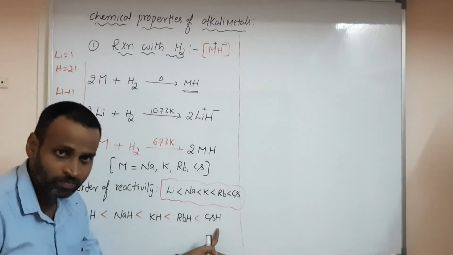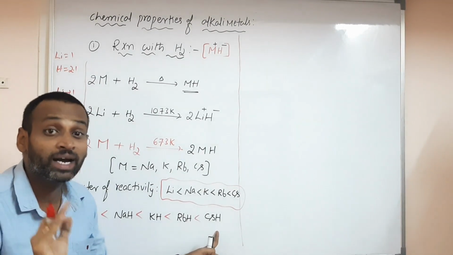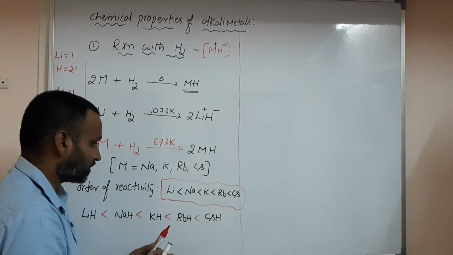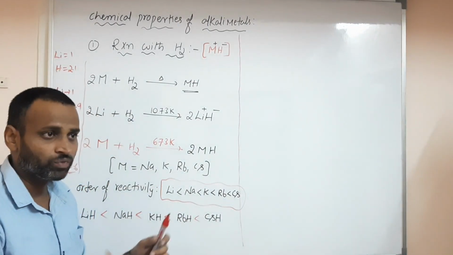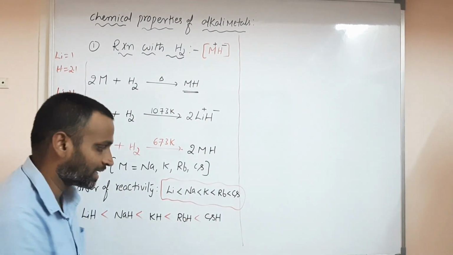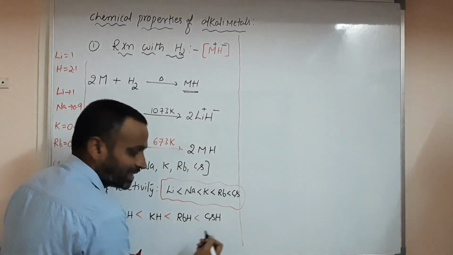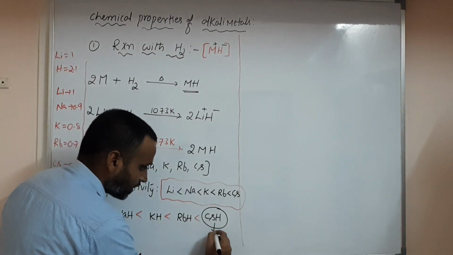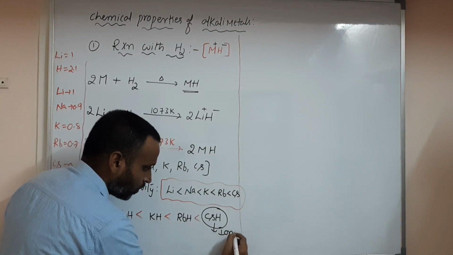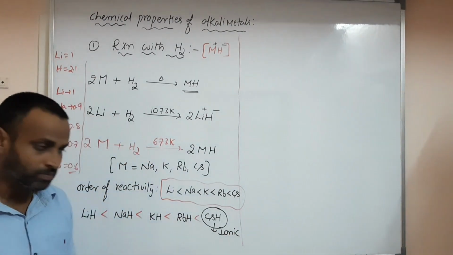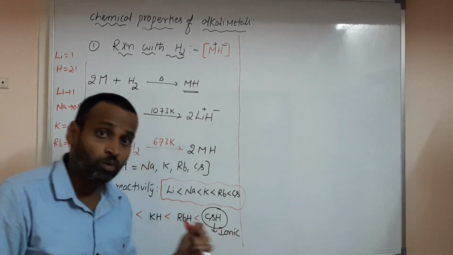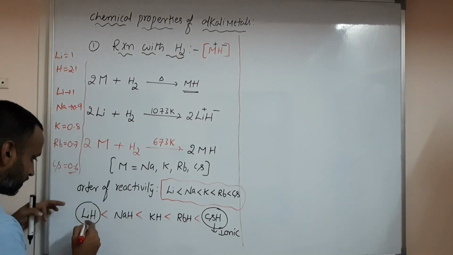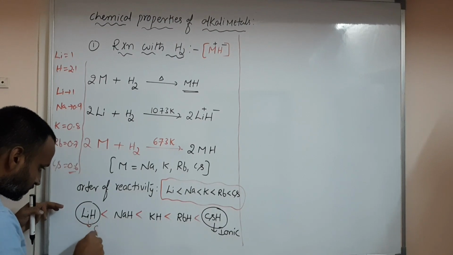The electronegativity difference is more. Why am I telling you this? To avoid confusion and to avoid rote memorization. I am telling all these things so you can remember easily. The electronegativity difference is more, so cesium hydride is more ionic. So lithium hydride, what character will it have? Covalent character.